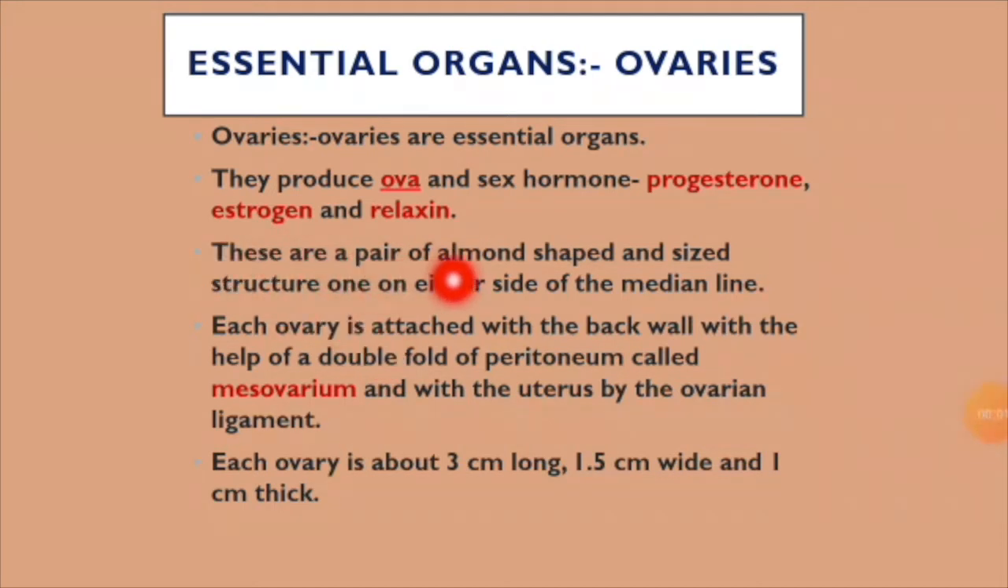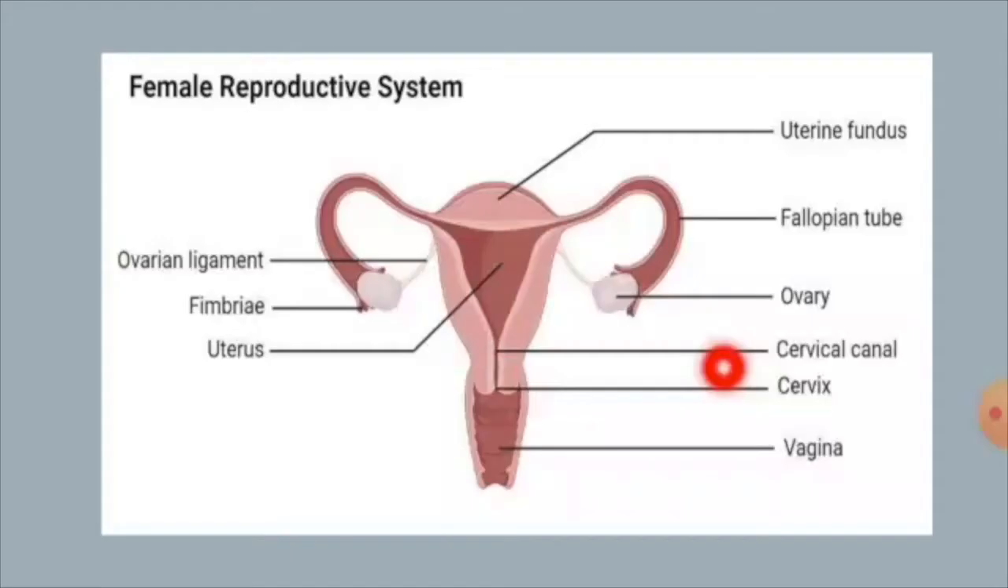These are a pair of almond-shaped structures, one on either side of the median line. Each ovary is attached to the back wall with the help of a double fold of peritoneum called mesovarium, and to the uterus by the ovarian ligament. Each ovary is about 3 cm long, 1.5 cm wide and 1 cm thick. In this picture, we can see ovaries attached to the uterine wall by ovarian ligaments.